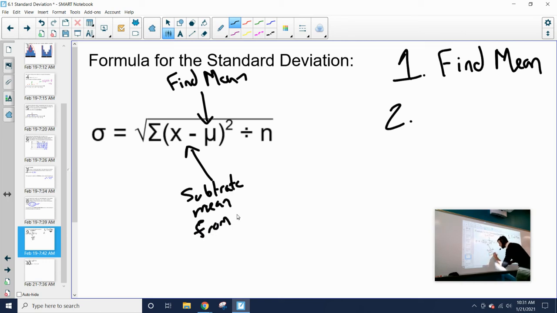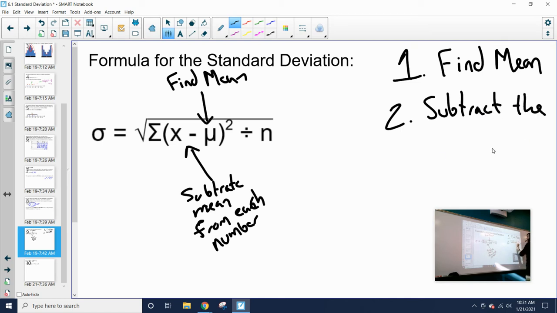Subtract mean from each number. So once we found the mean, we had that big chart where we were subtracting things. So step number two that you have to do is you have to subtract the mean from each data point. That is going to be your second step that we have to perform.